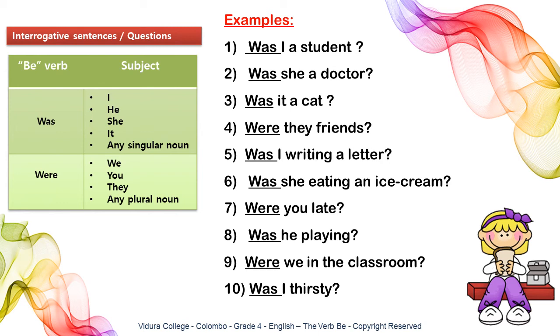Interrogative sentences in simple past. Was I a student? Was she a doctor? Was it a cat? Were they friends? Was I writing a letter? Was she eating an ice cream? Were you late? Was he playing? Were we in the classroom? Was I thirsty? And my dear children, keep in your mind, it's important to write the question mark at the end of the sentence as we are writing questions.